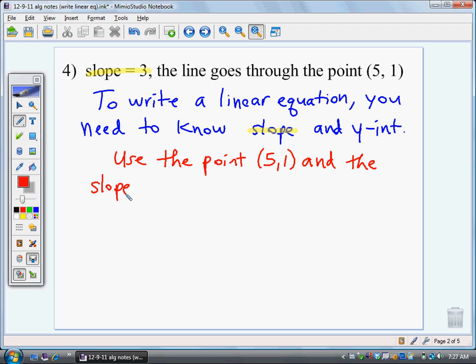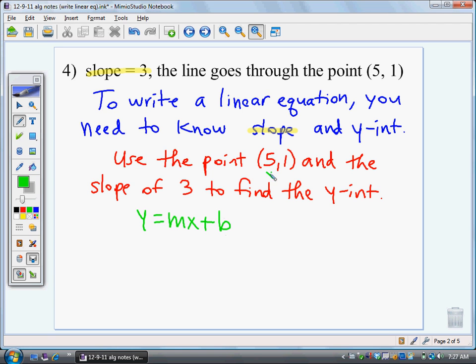Use the point 5, 1 and the slope of 3 to find the y-intercept, just like we did on example number 3. So what you do here is take your slope-intercept form, y equals mx plus b again, and you plug in everything that you know. We have an x value here, we have a y value there, and we have an m value here. So of our 4 variables, the only one we don't know is b. You just plug in. 1 is equal to 3 times 5 plus b.